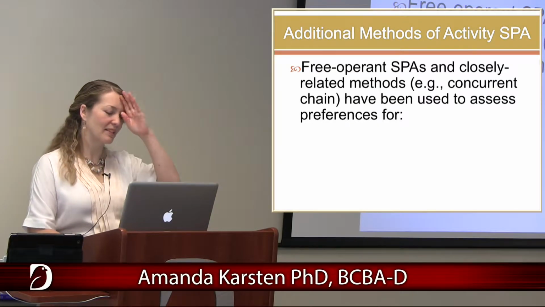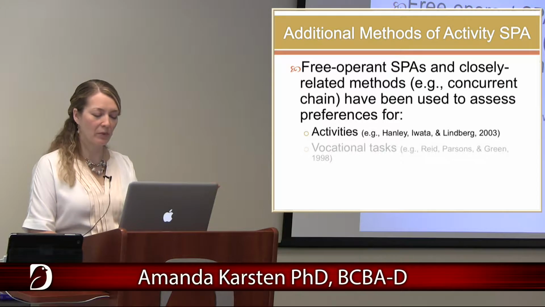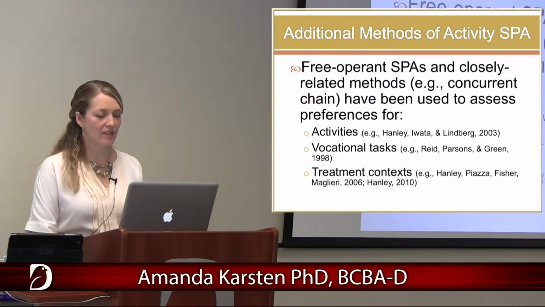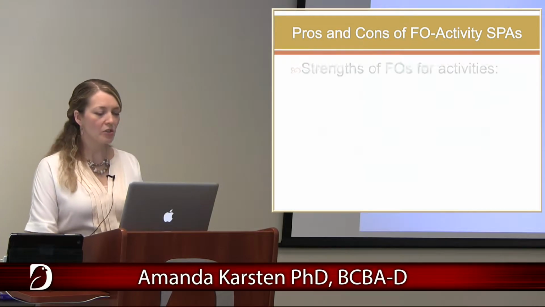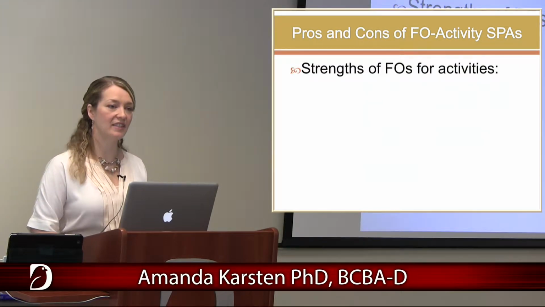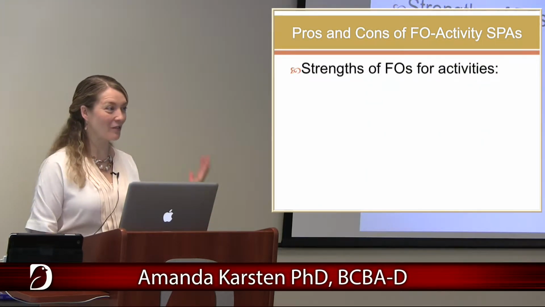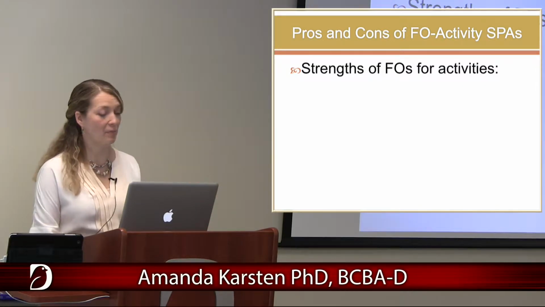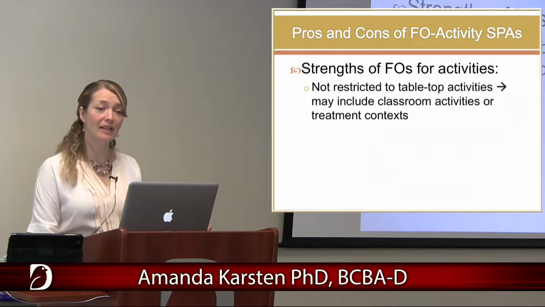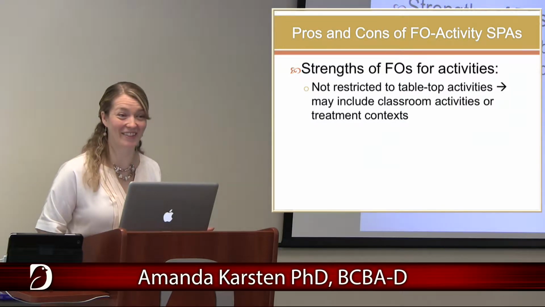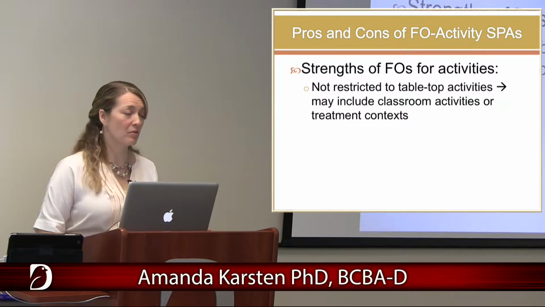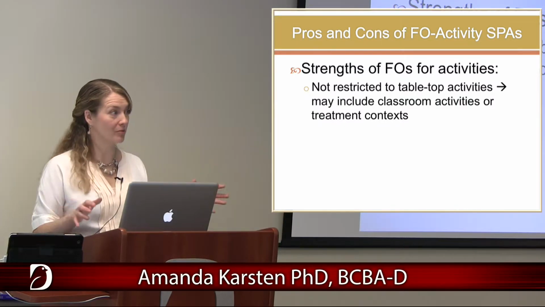So I'll go into some examples of concurrent chain, but again, we've assessed different activities, vocational tasks, and treatment contexts with these methods. So if you're going to do a free operant preference assessment, you've seen the method before. It basically involves making the activities available and measuring the duration of engagement with each option. And you can do as many as you have the space to accommodate on this one. So this is when you've got a larger room, can be the therapy room or a different setting where you can arrange multiple activities.